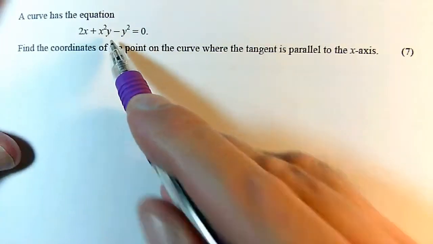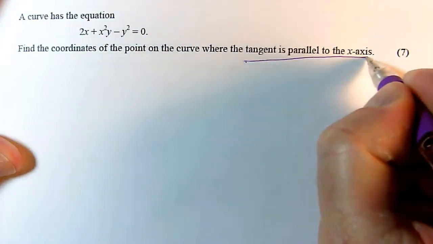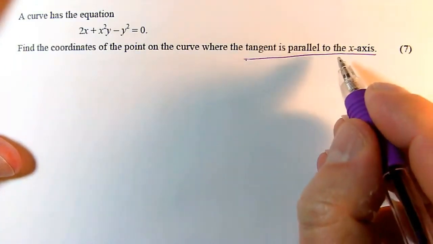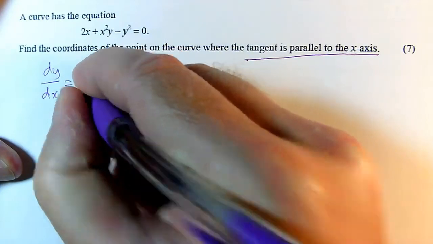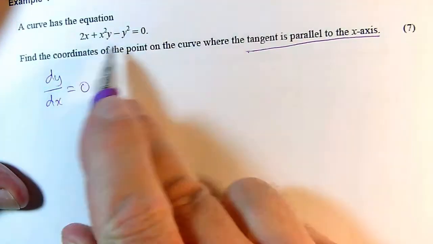Okay, so we've got a curve, and we want to know when the tangent is parallel to the x-axis. So parallel to the x-axis means that the dy by dx, the slope of that curve, has to equal 0. Okay, so how do I work out dy by dx for this?